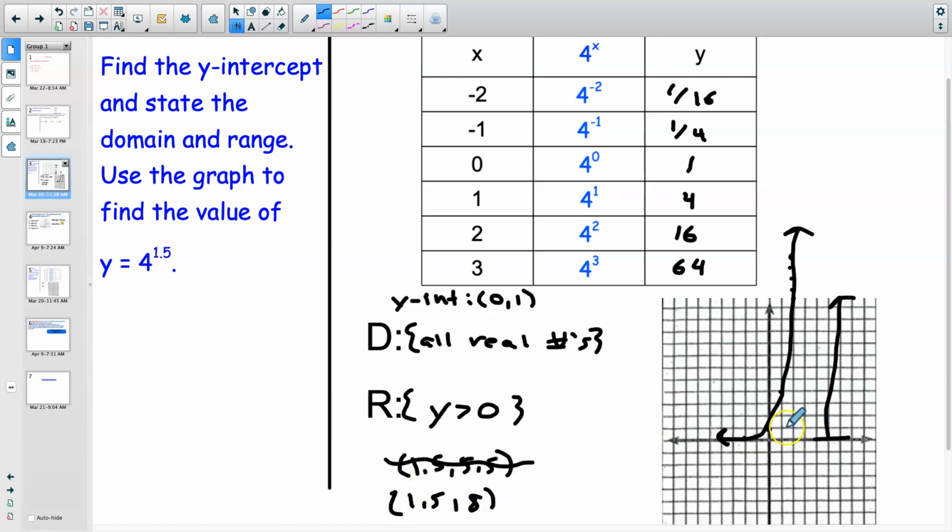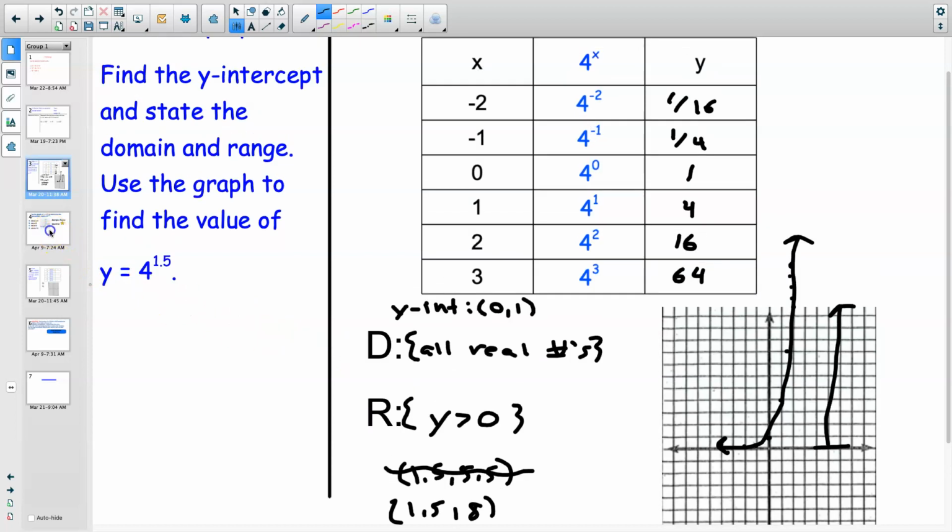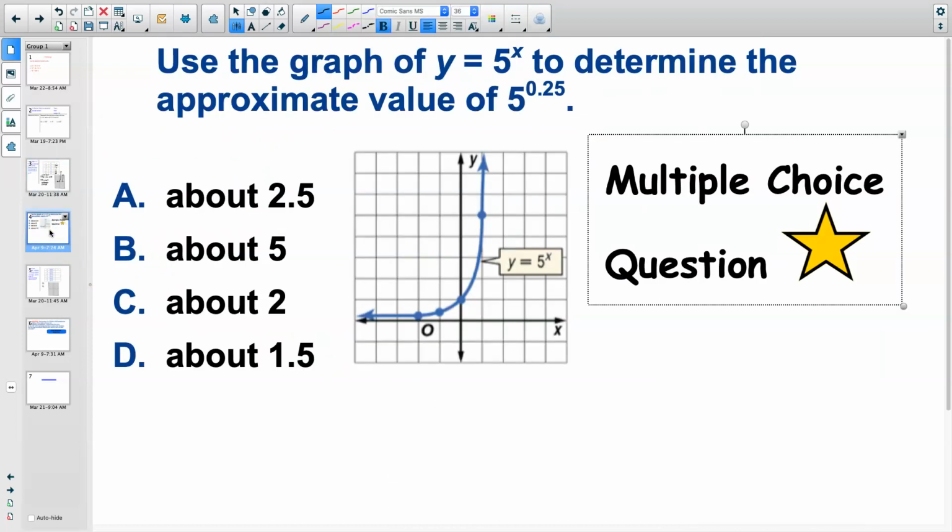So 1, 2, 3, 4, 5, 6, 7, 8. So it should have been about right there. So that would have made sense to have it at right there. Just my graph is a little bit to the right. So kind of a case in point why accurate graphs are very helpful.